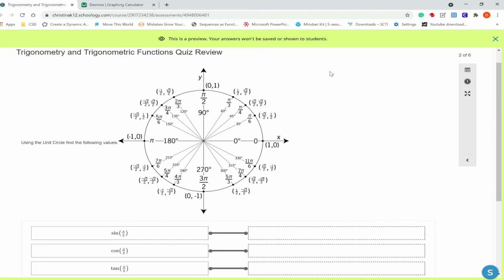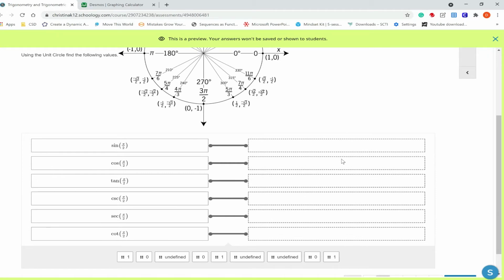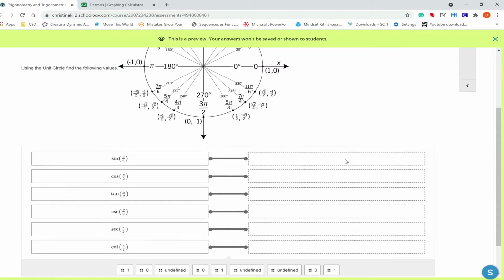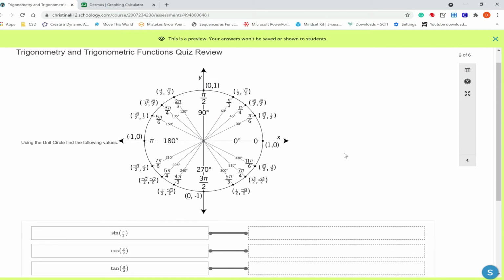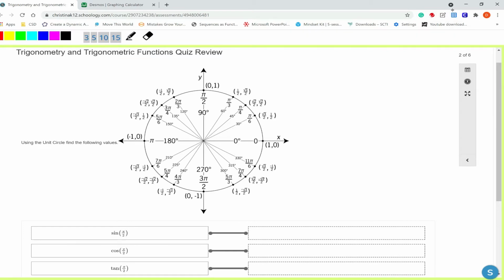Question 2, we're told, using the unit circle, find the following values. So we're told to find the sine of pi over 2, cosine of pi over 2, tangent of pi over 2, cosecant of pi over 2, secant of pi over 2, and cotangent of pi over 2. So let's just refresh ourselves on how to find these. Let's clear everything out from the last one.